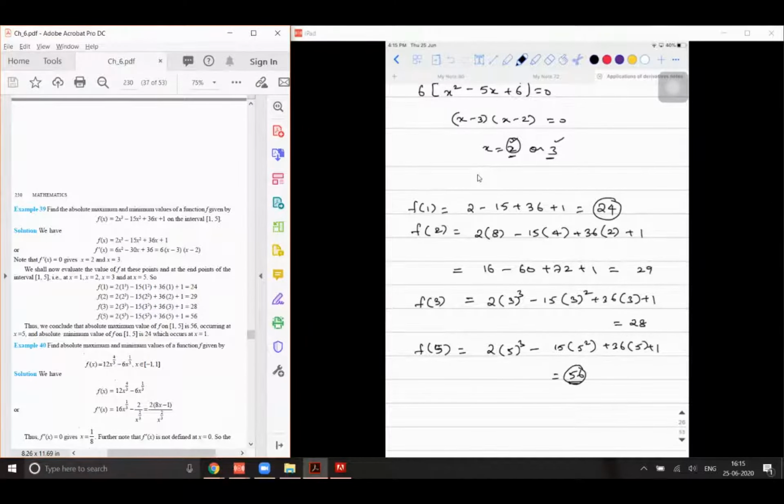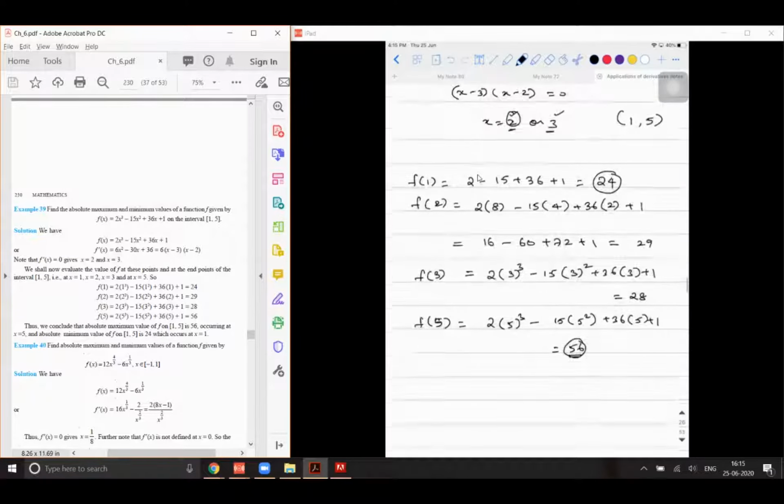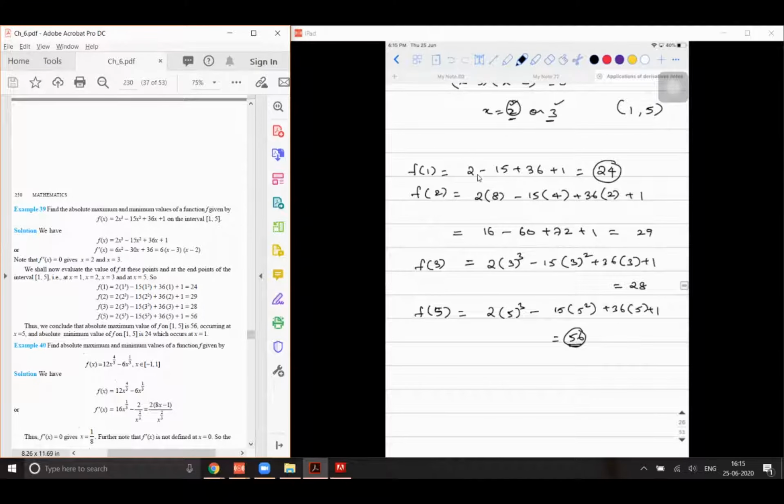Okay, but had the same question been open interval 1 to 5, then what would have been the answer? 29. That means f of 2 would have been the greatest value, at x is equal to 2, and at x is equal to 3, you would have had the least value. Is it clear?